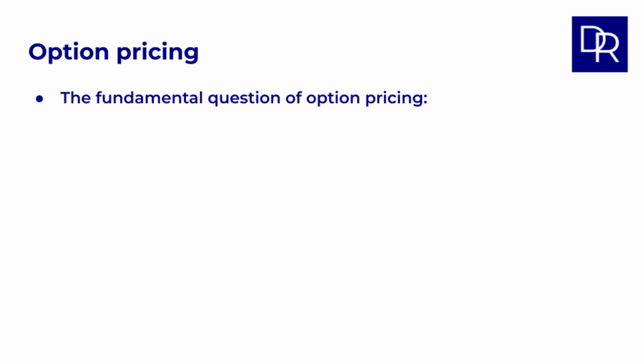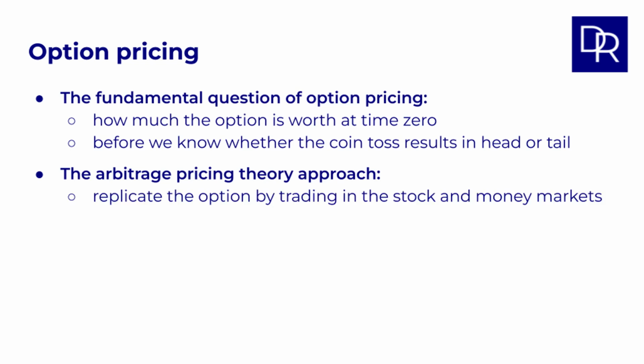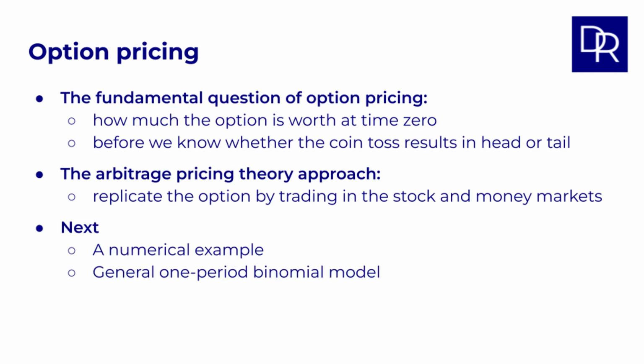Now, the fundamental question of option pricing is how much the option is worth at time 0 before we know whether the coin toss results in heads or tails. The arbitrage pricing theory approach to the option pricing problem, which we're using here, is to replicate the option by trading in the stock and money markets. We now illustrate this with an example, and then we return to the general one-period binomial model.